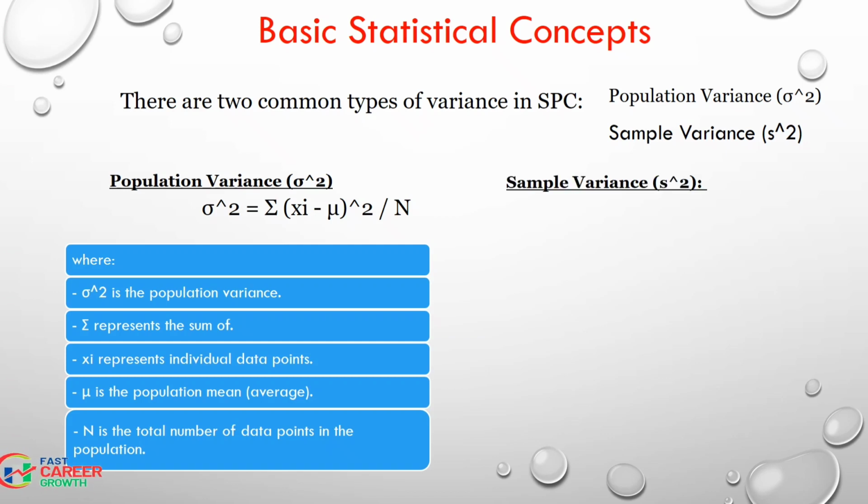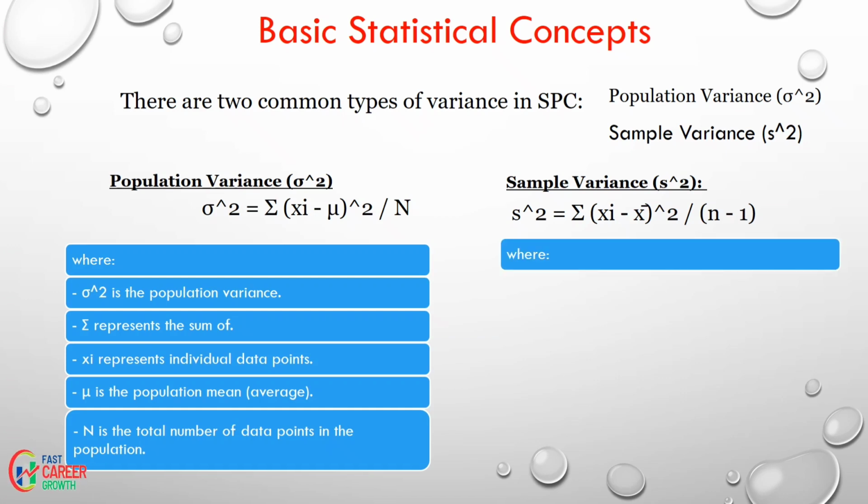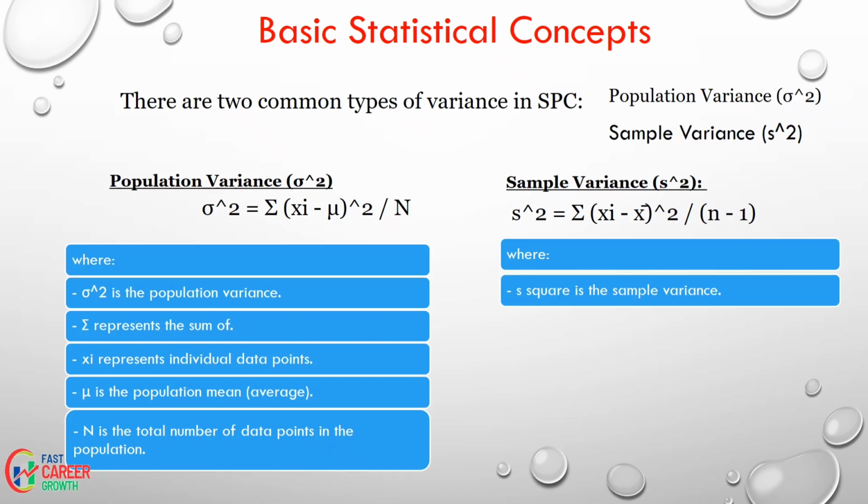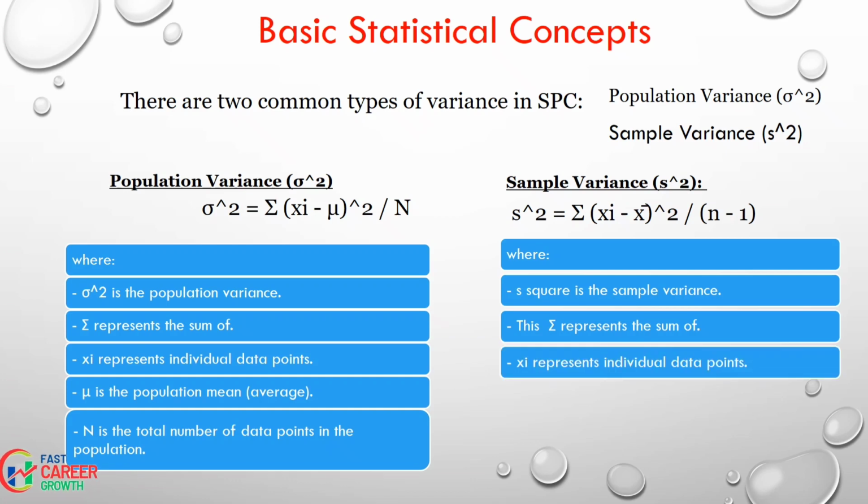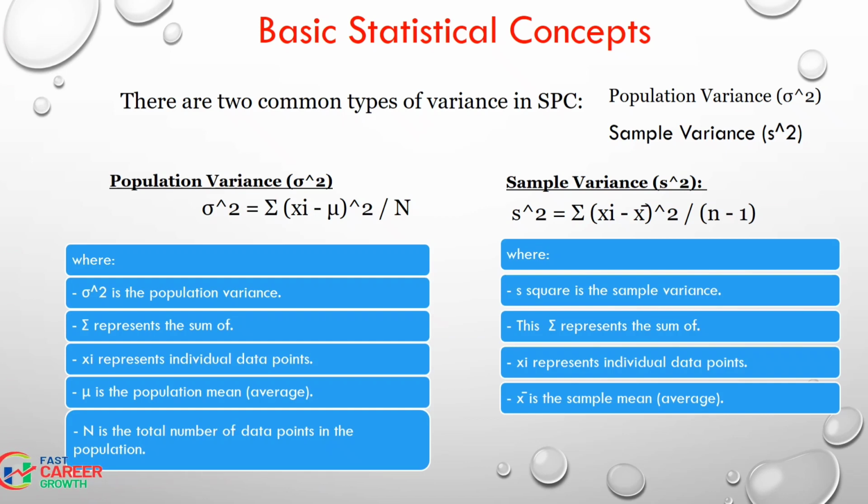Second is sample variance, S square. In practice, it is often not feasible to collect data from an entire population, so samples are used. Sample variance estimates the population variance based on a sample of data. It is calculated using a similar formula, where small s square is the sample variance, the summation symbol represents the sum, xi represents individual data points, x bar is the sample mean average, and small n is the sample size.